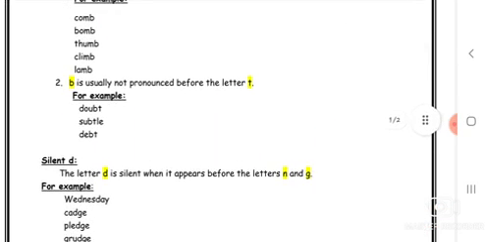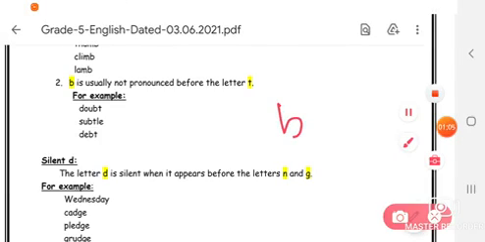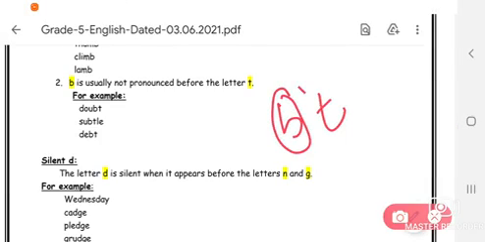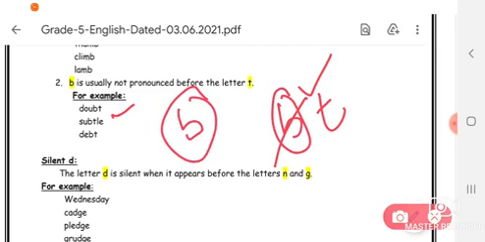B is usually not pronounced before the letter T. When we have B before the letter T in any word, we do not pronounce the letter B, like doubt, subtle, debt. In all these words, we do not pronounce the sound of the letter B.